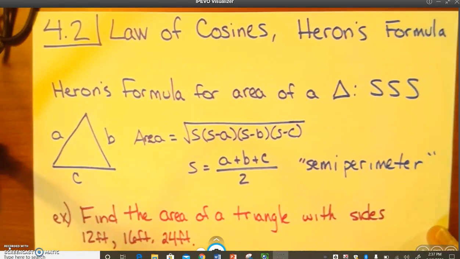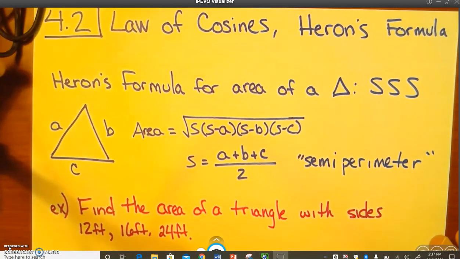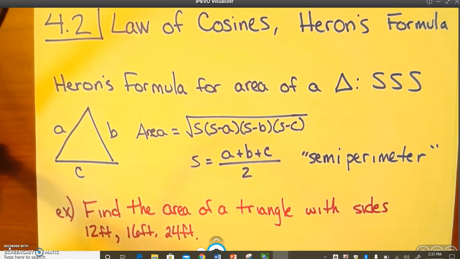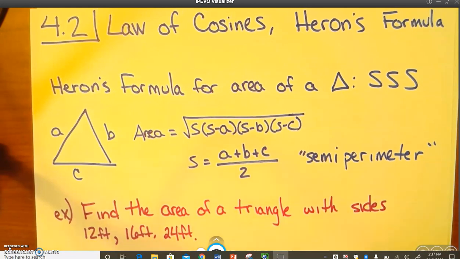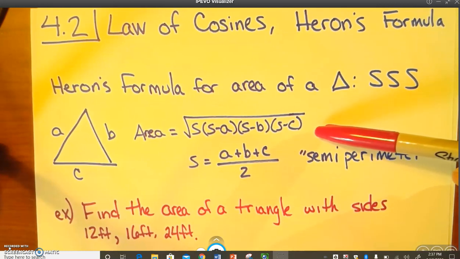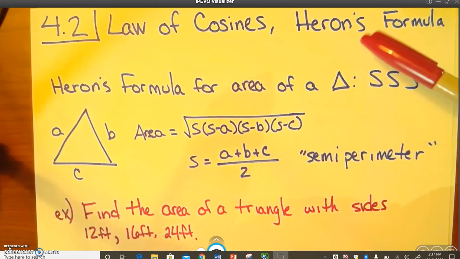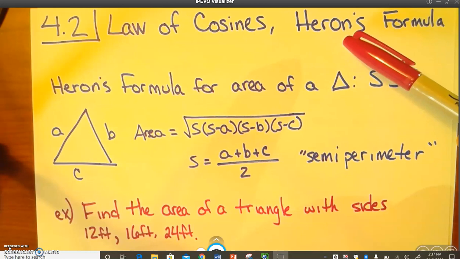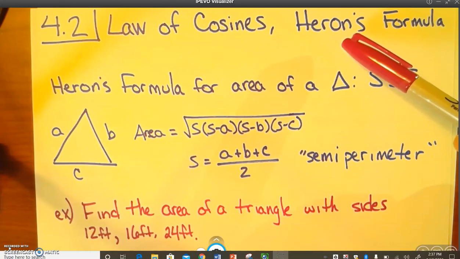Now, I'm going to move ahead a little bit in section 4.2. I'm going to keep today's lesson, the new material part of it, pretty short. It's a pretty easy formula. If you took a look at your formula sheet yesterday, you probably already saw this formula on the list. This is called Heron's formula. Heron was a really old Greek guy about 3,000 years ago. He derived this formula. It's pretty famous.